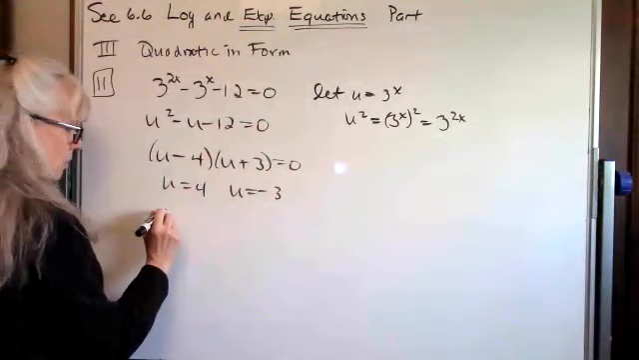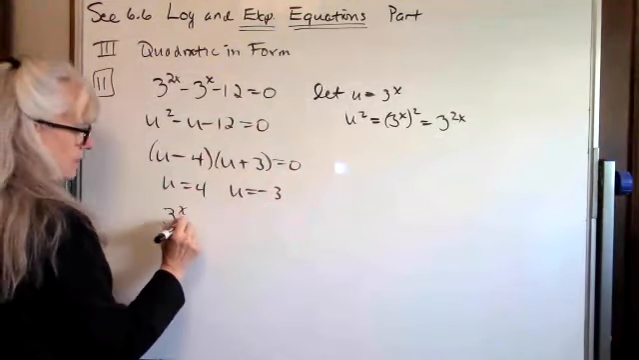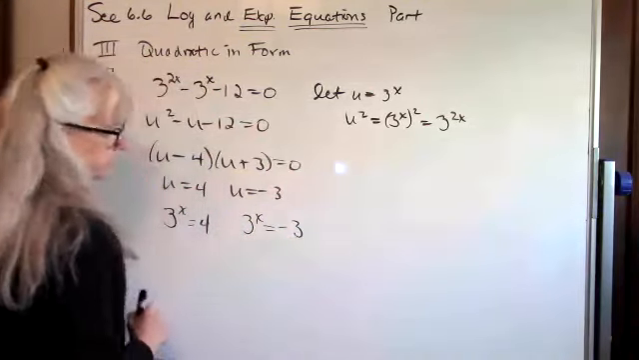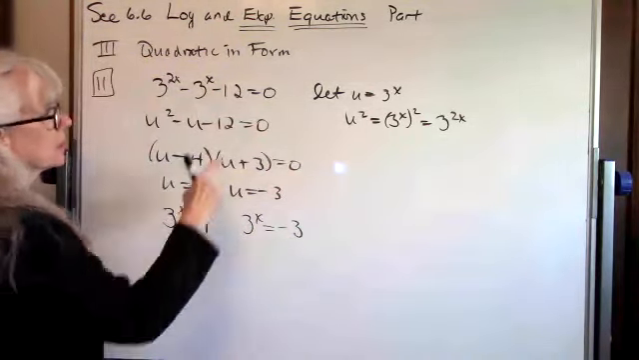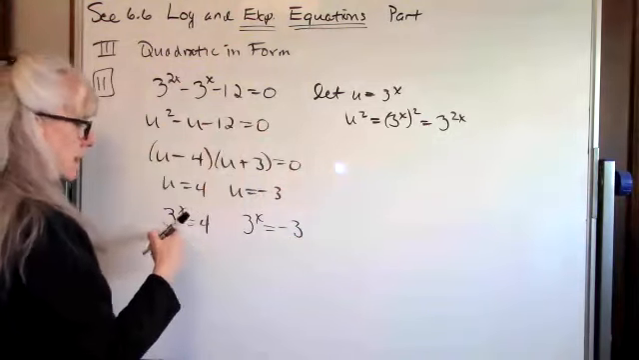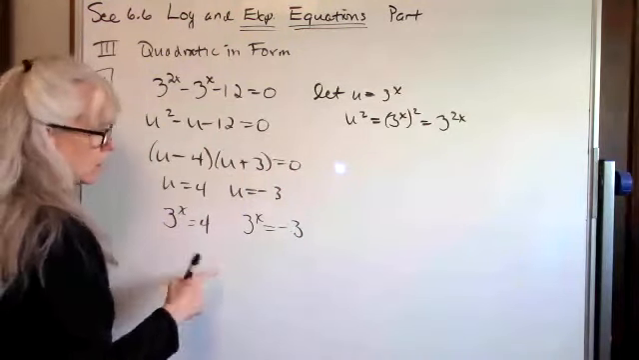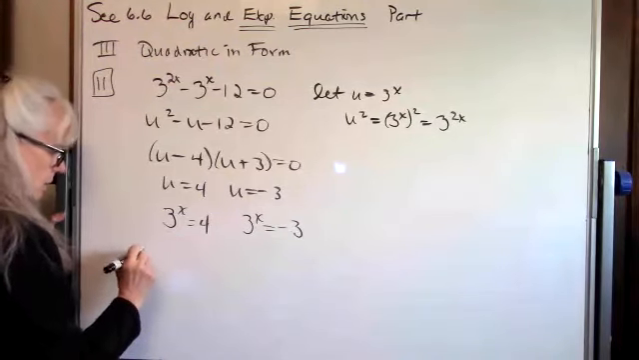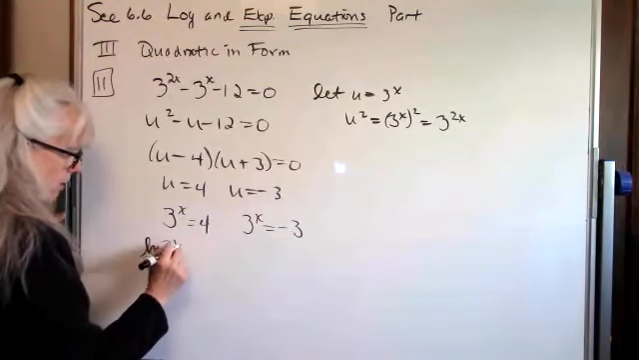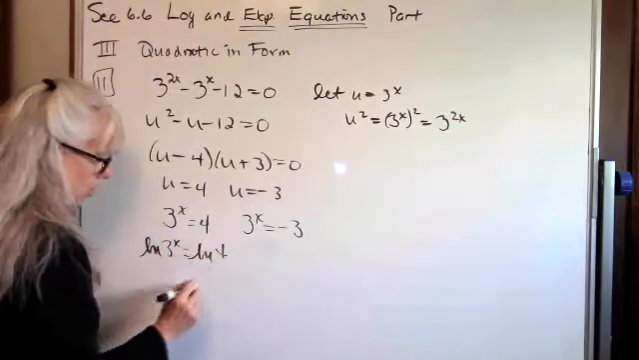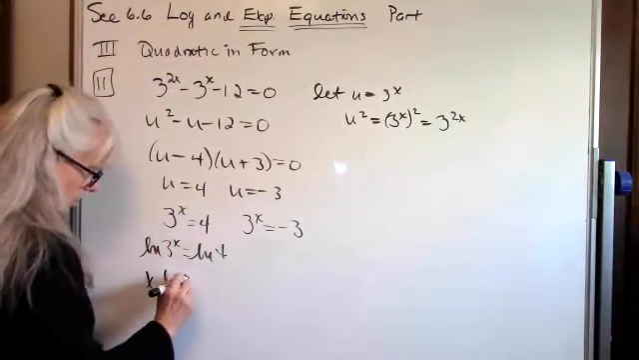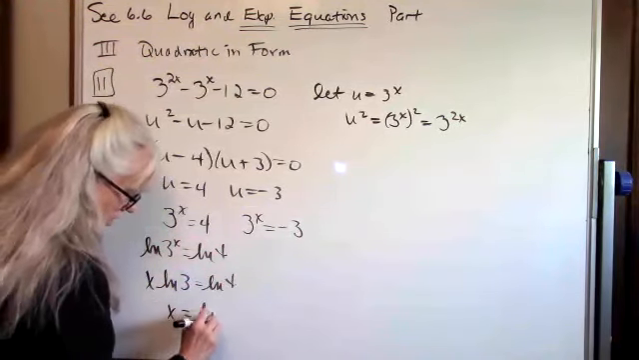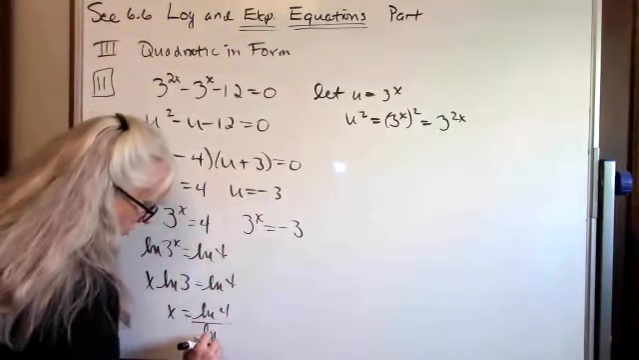Now we'll unsubstitute. 3 to the x is equal to 4 and 3 to the x is equal to negative 3. Now I need to solve each of those. The substitution just got me to the point where I have 2 single equations that we can solve. We'll solve these by taking the natural log of both sides. So the natural log of 3 to the x equals the natural log of 4, so x natural log of 3 equals the natural log of 4, or x is the natural log of 4 over the natural log of 3.